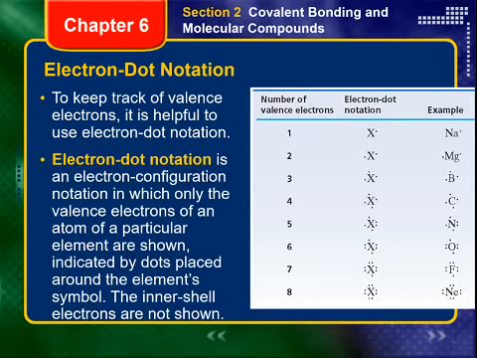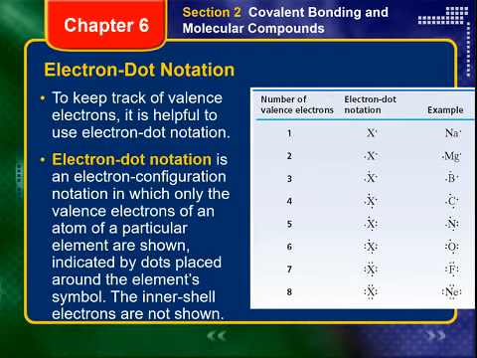Electron-dot notation. To keep track of valence electrons, it is helpful to use electron-dot notation. Because, as we have just seen, covalent bond formation usually involves only the electrons in the atom's outermost energy levels, or the atom's valence electrons. Electron-dot notation is an electron configuration notation in which only the valence electrons of an atom of a particular element are shown, indicated by dots placed around the element's symbol. The inner shell electrons are not shown.